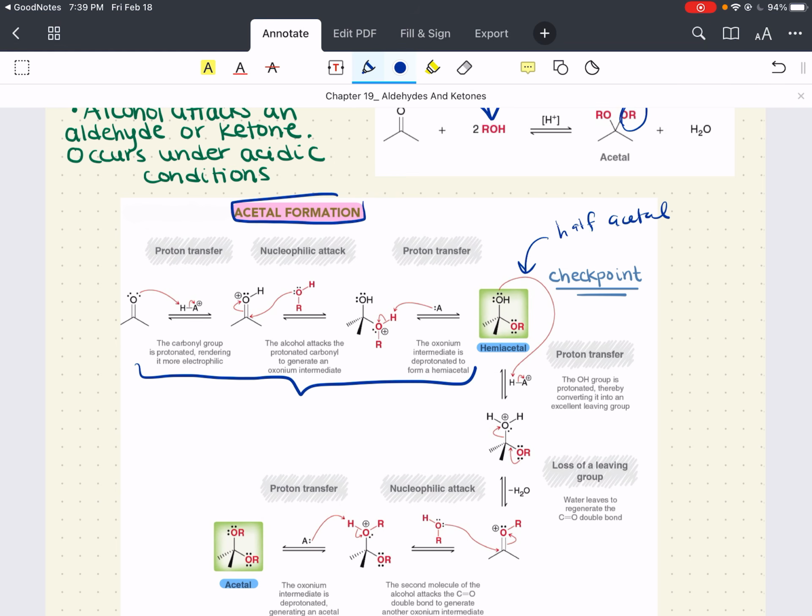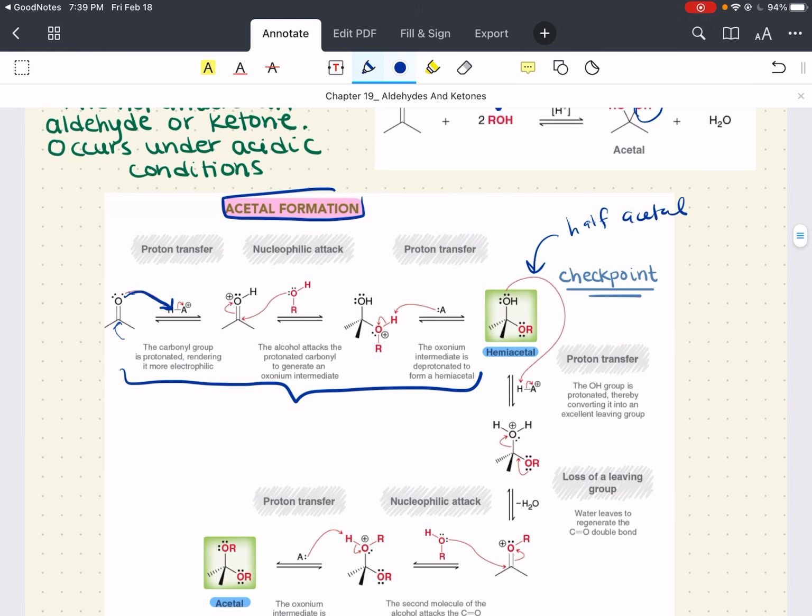Notice what we have. We have a proton transfer. That's our first step. The carbonyl group is protonated. That makes this carbon a lot more electrophilic so that this nucleophile can come in and attack that electrophilic carbon. And then we do one more proton transfer to form our main intermediate here, this hemiacetal, this half acetal, if you like to think about it. Notice the acid is not consumed in this process.